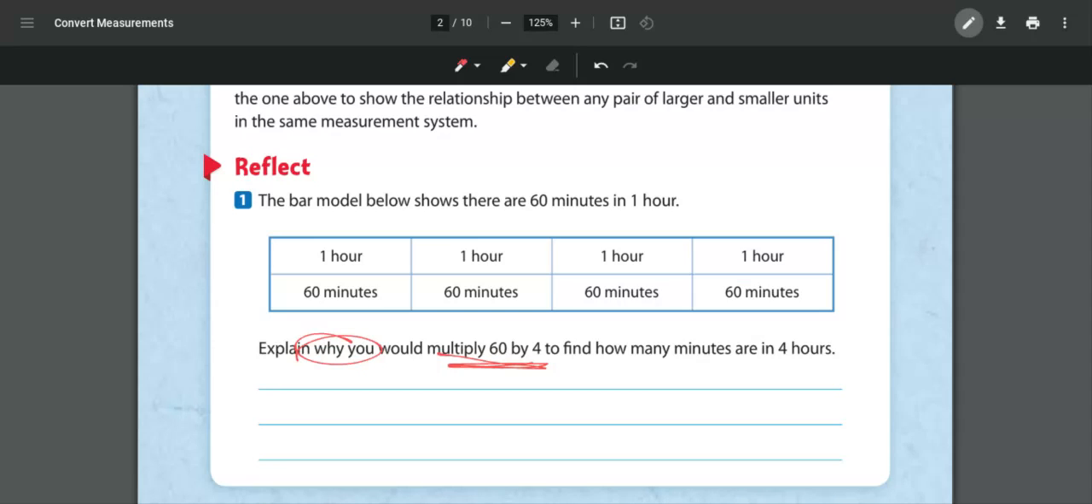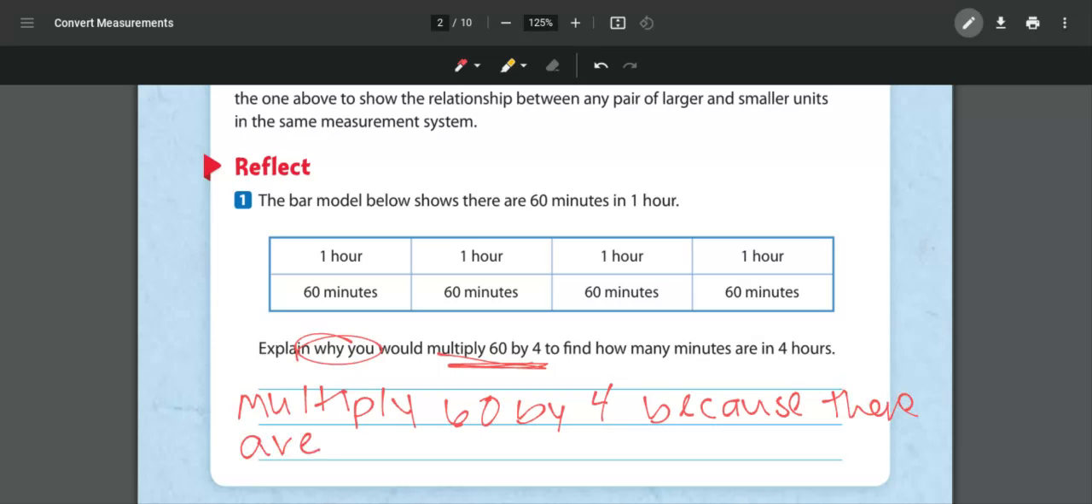Okay, so you should have written something similar to: multiply 60 by 4 because there are 60 minutes in 1 hour, and you need to find the number of minutes in 4 hours.